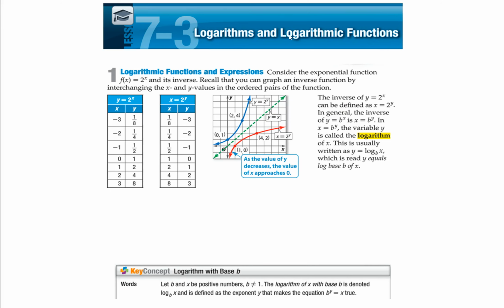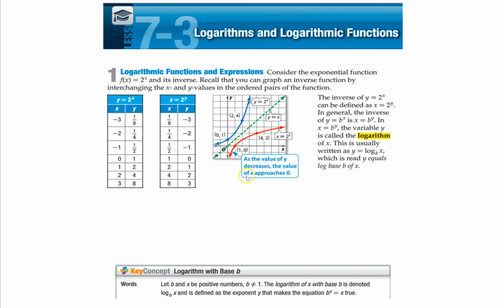7.3, logarithms and logarithmic functions. Okay, last class we learned how to graph exponential functions like these, right? For the most part, they go up like this. Now we're going to talk about the inverse of those things.